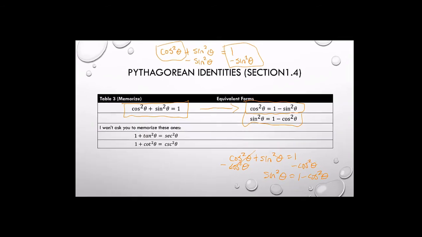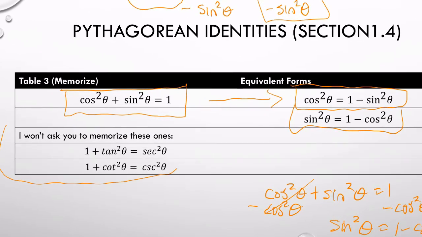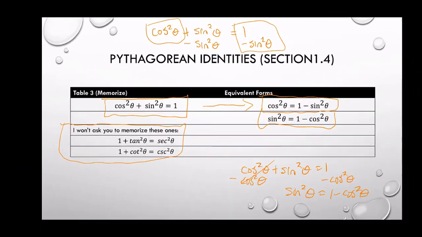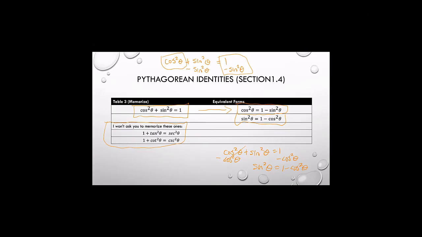Now, I won't ask you to memorize these other two that are in table 3 in your book. I won't ask you to memorize them because they can be derived from all the ones we previously did. So don't worry about them. You can if you want. You can totally memorize them and use them if you want. But I won't ask you to memorize them.